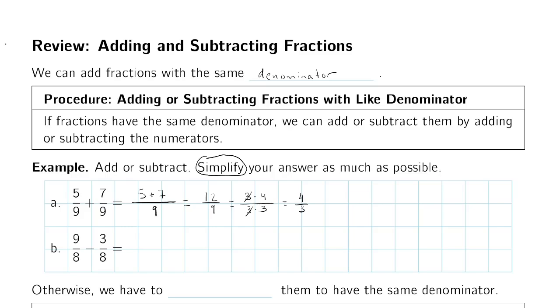When we subtract, the only difference is that instead of adding the numerators, we subtract the numerators. So if we have 9/8 minus 3/8, denominator stays the same. Numerators we subtract. So 9 minus 3 is 6, and we get 6/8. Again, the instructions say we have to simplify, and I think 6 and 8 have a common factor of 2. So we get 3/4.